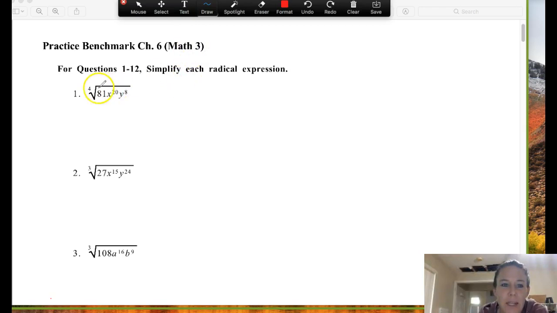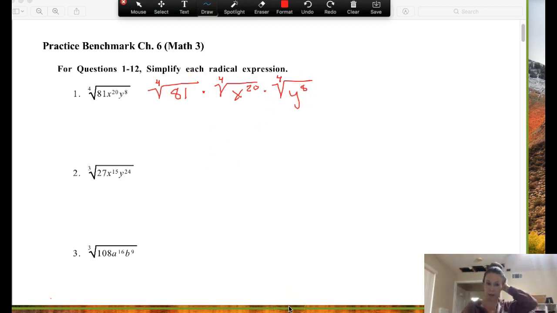All right, let's go ahead and get started with this first one. We're going to go fourth root of 81, x to the 20th, y to the 8th. I like to work some of these by breaking them apart into its pieces, which is a valid process as long as everything is the fourth root, and I can multiply it back together. The reason I'm doing this is that it allows me to see each term I have to do the fourth root to. You don't have to break it apart like that if you don't find this useful.